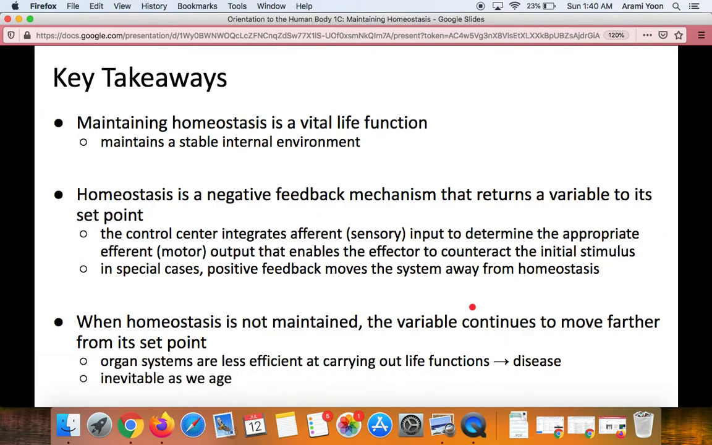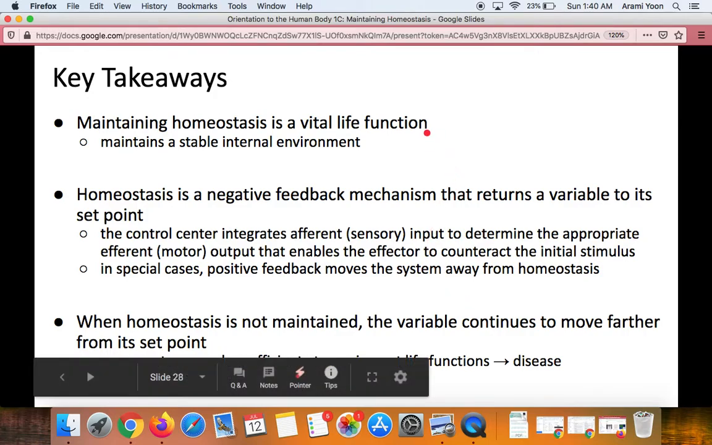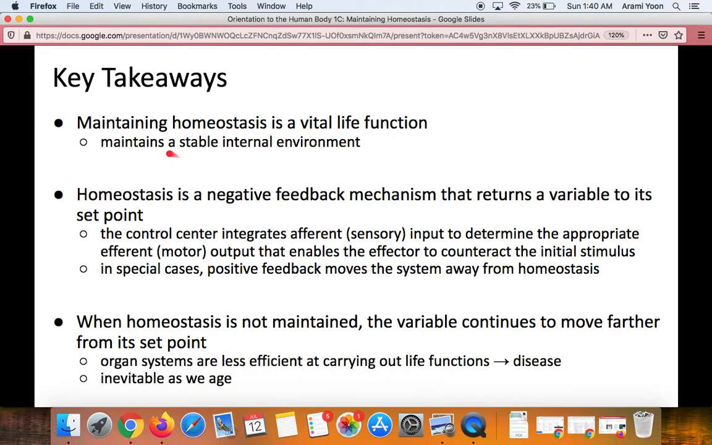Okay, you guys, here are your key takeaways. First, you need to know maintaining homeostasis is a vital life function, and that means that you must be able to maintain a stable internal environment. Second, you must know that homeostasis is a negative feedback mechanism that returns a variable to its set point.